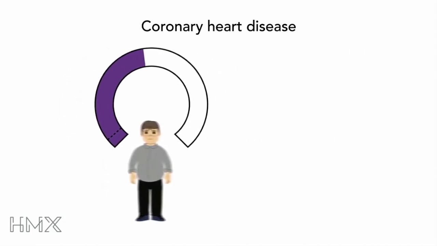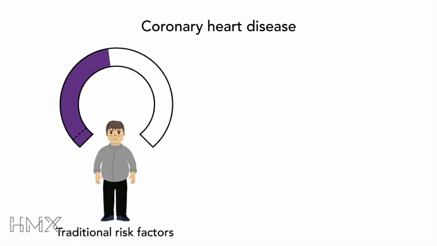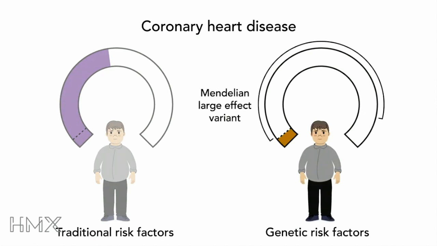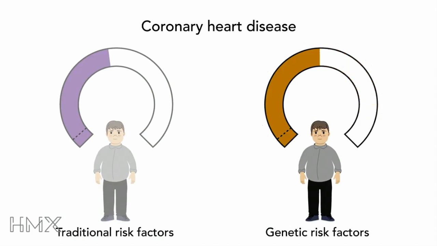Now let's compare an estimate of risk based on traditional risk factors to an estimate based on genetic variants associated with CHD. There are, of course, Mendelian variants that can lead to drastically increased risk. For example, certain rare variants that impact cholesterol levels lead to early onset CHD and increase risk of fatal heart attack 50 to 100-fold if left untreated. However, most cases of increased genetic risk are due to a number of small effect variants.